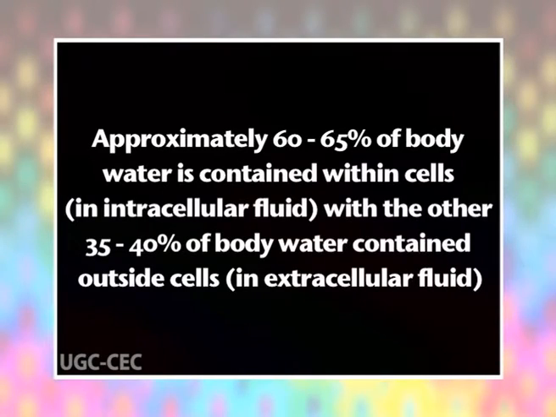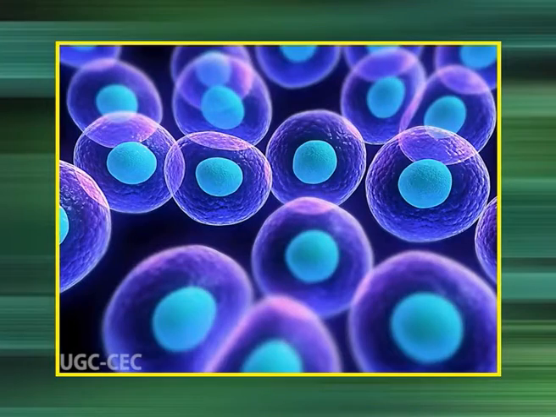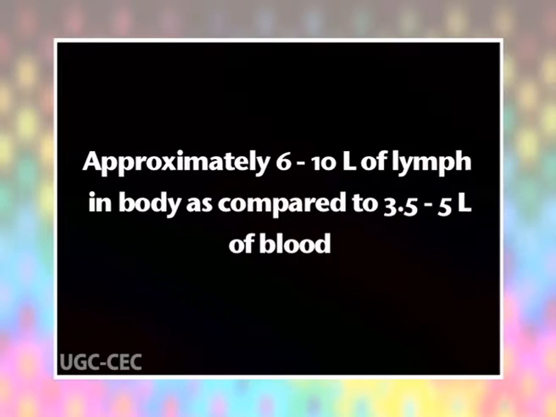Approximately 60 to 65% of body water is contained within the cells in intracellular fluid, with the other 35 to 40% of the body water contained outside the cells in extracellular fluid. This fluid component outside the cells includes the fluid between the cells, interstitial fluid, lymph and blood. There are approximately 6 to 10 liters of lymph in the body compared to 3.5 to 5 liters of blood.